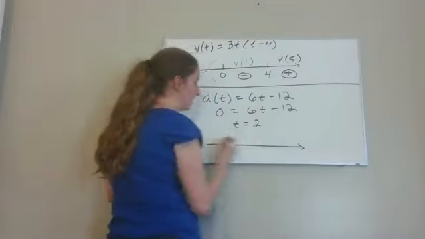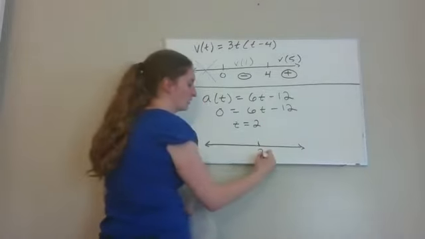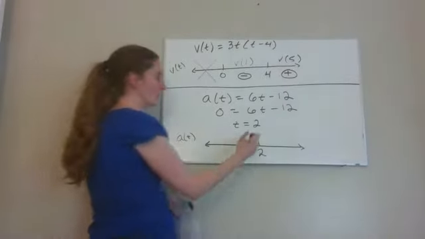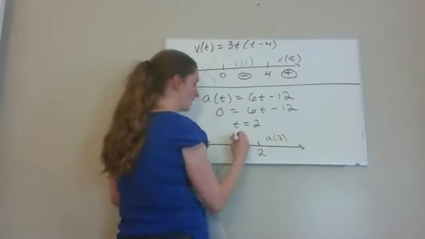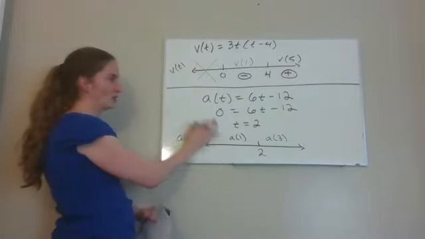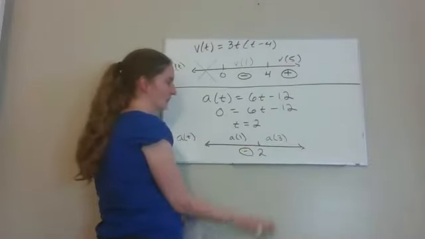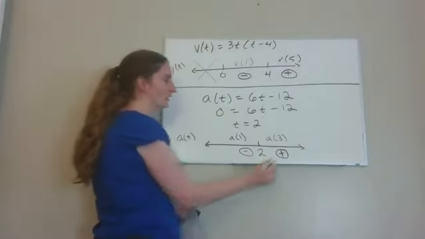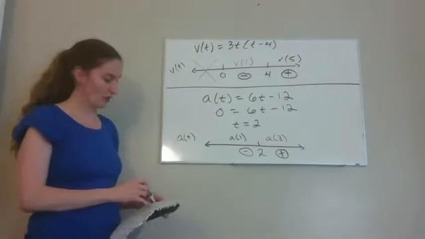So making a number line for my acceleration function, here at 2, I need to check values on either side of the 2. So I'll check a 3 over on this right side, and I'll just check a 1 over on this left side. If I plug a 1 into my acceleration function, I get something negative. And if I plug 3 into my acceleration function, I get something positive.